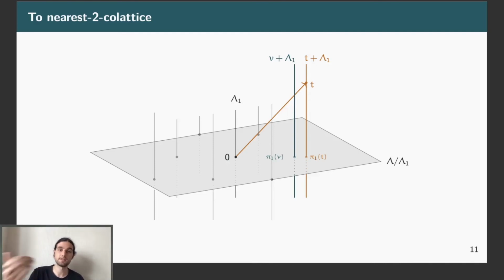And then once this is done, I project t over v plus lambda 1, and I recurse inside this coset. The cost is now the cost of the recursion, solving it in the coset v plus lambda 1, plus the cost of finding the closest coset, so an instance of CVP, but in dimension 2, which is the dimension of lambda over lambda 1.